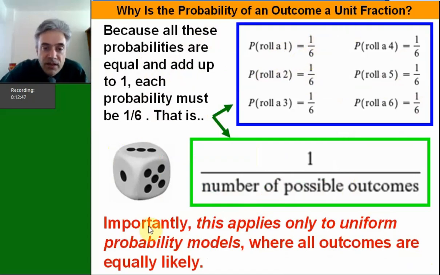So importantly, this is very important: this applies only to uniform probability models where all outcomes are equally likely. So if any of these faces of the dice is going to have a higher probability, you cannot use this model here.